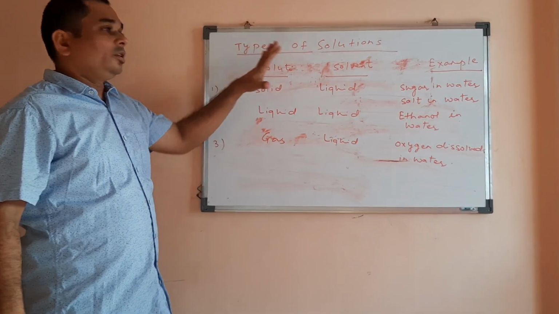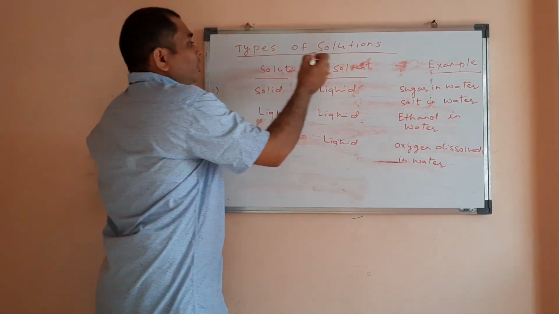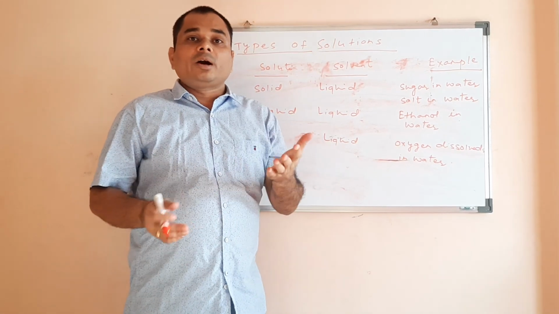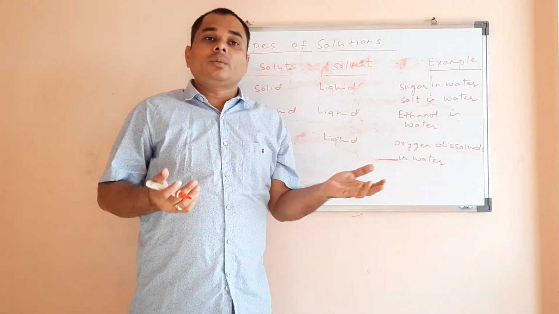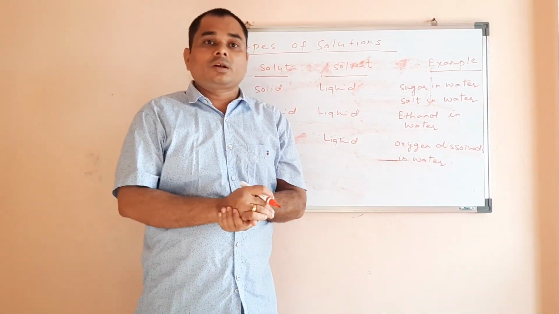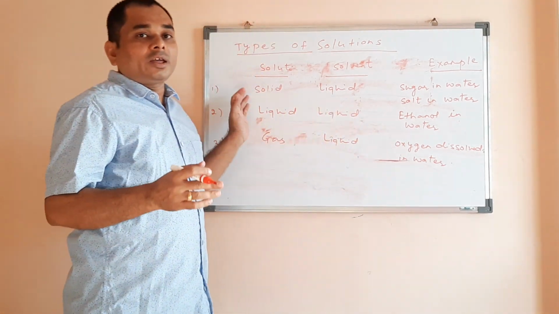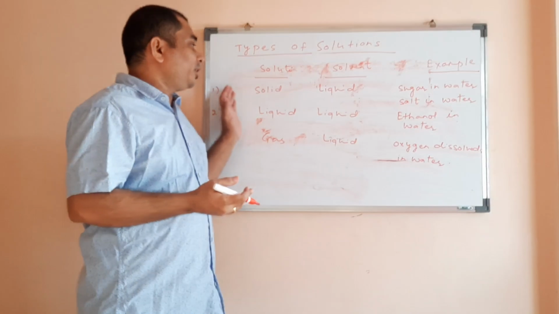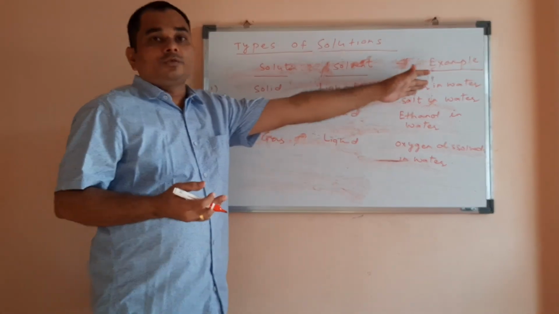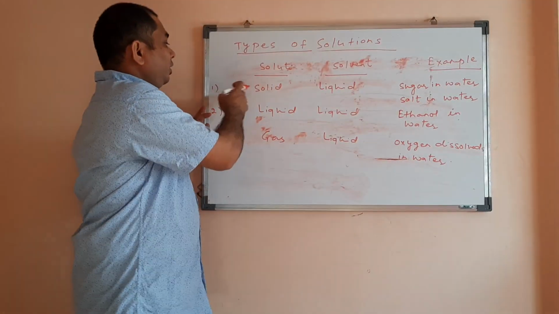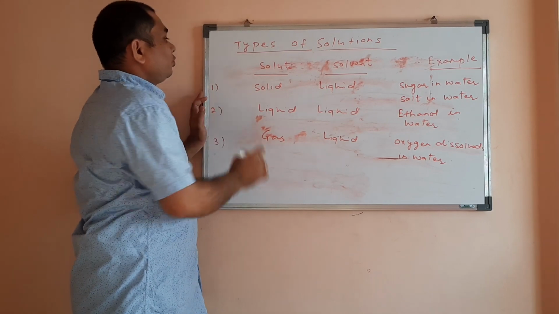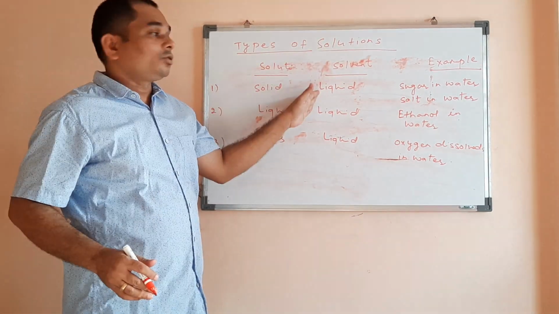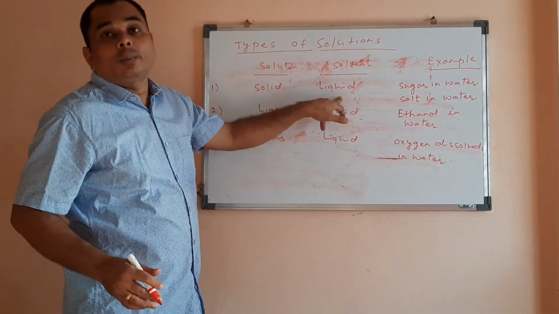I'll repeat this again. As you are aware, solute and solvent are present in a binary solution. Solute is a minor component and solvent is a major component. Solute and solvent can be in any of the three states: solid, liquid and gas. Based on that, we will have different types of solutions. The first type is where the solute is solid and the solvent is liquid. So we have a solid in liquid type of solution.